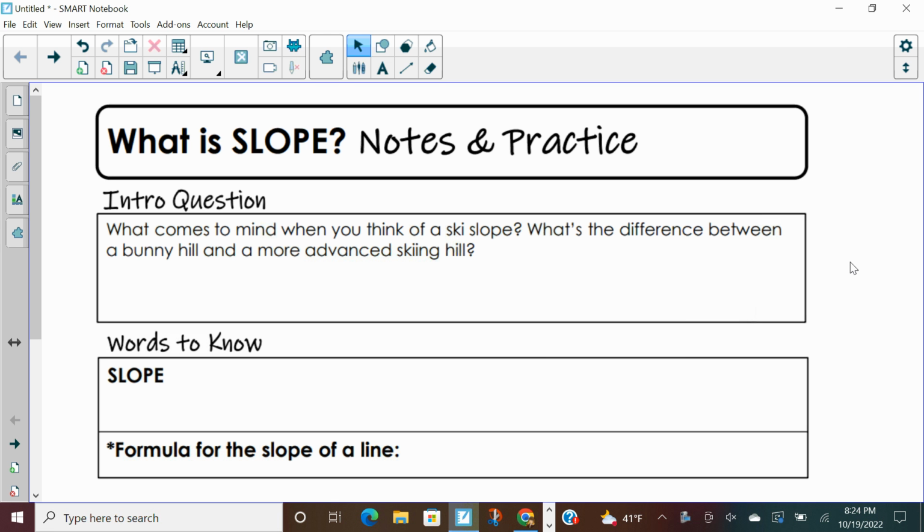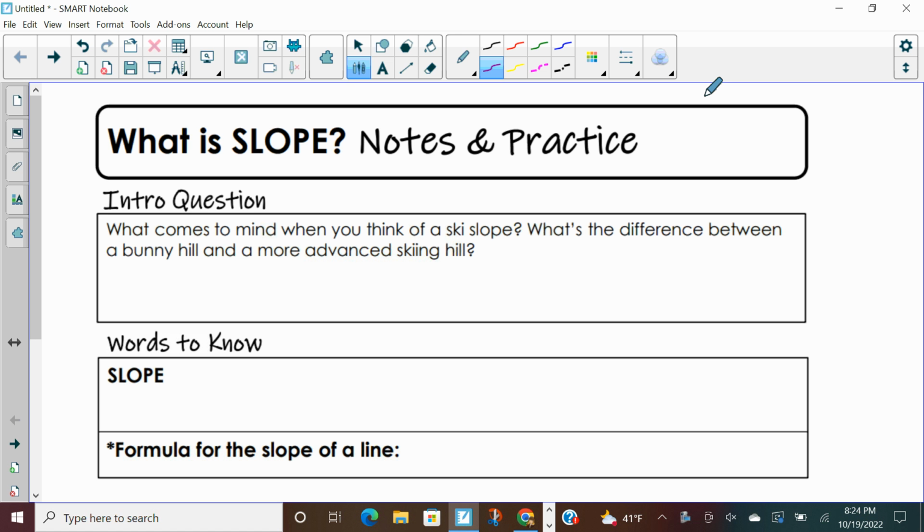Today's video is a review of how to find slope and giving you guys a little bit of a preview of where we're going with slope. So an intro question, and we've gone over this a few times in classes, what comes to mind when you think of a ski slope? What's the difference between a bunny hill and a more advanced skiing hill? When I say ski slope, I think how steep is the hill? A bunny hill is less steep than a more advanced skiing hill.